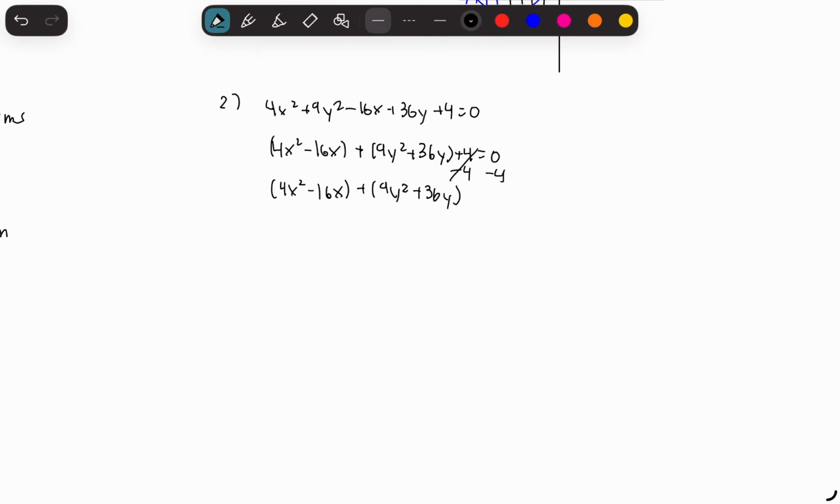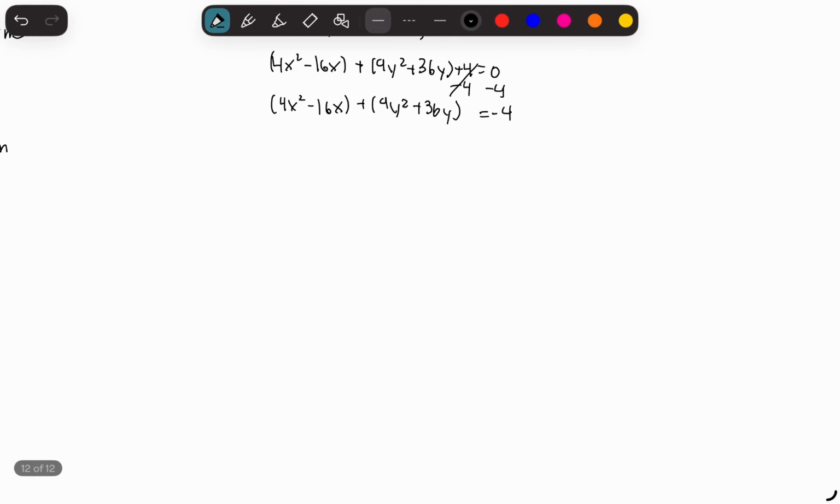I'm going to subtract 4, so it's going to be negative 4 over here. Now we're going to factor out. We can factor a 4 out, and we can factor out a 9 here. So that's going to be a 4 and a 9. So x squared minus 4x, and we're going to leave a space there. And then here that's going to be plus 9, but we're going to have y squared plus 4y, and then a blank. It is equal to negative 4.